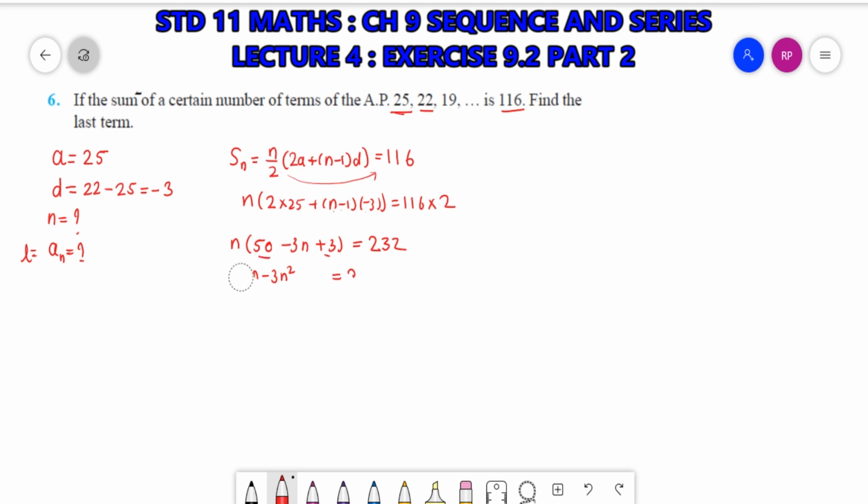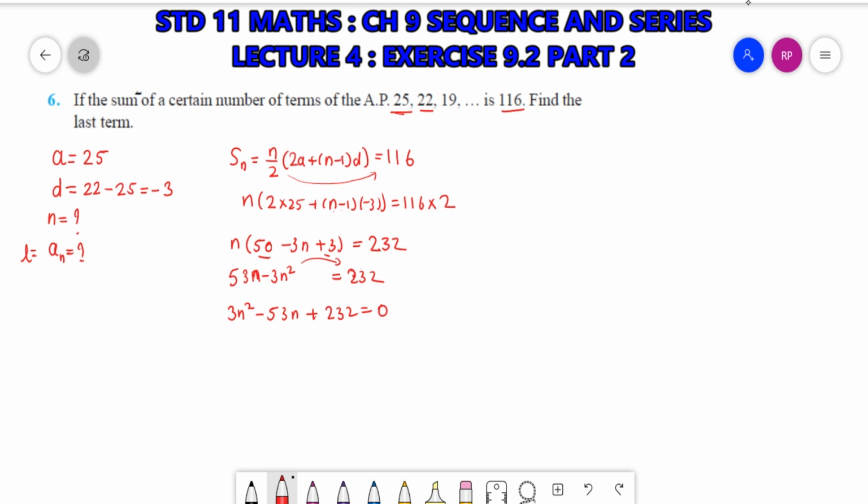So I can add up directly here, 53n minus 3n equal to 232. Taking all on the other side, I will get 3n square minus 53n plus 232, that is equal to 0. Now we need to factorize.